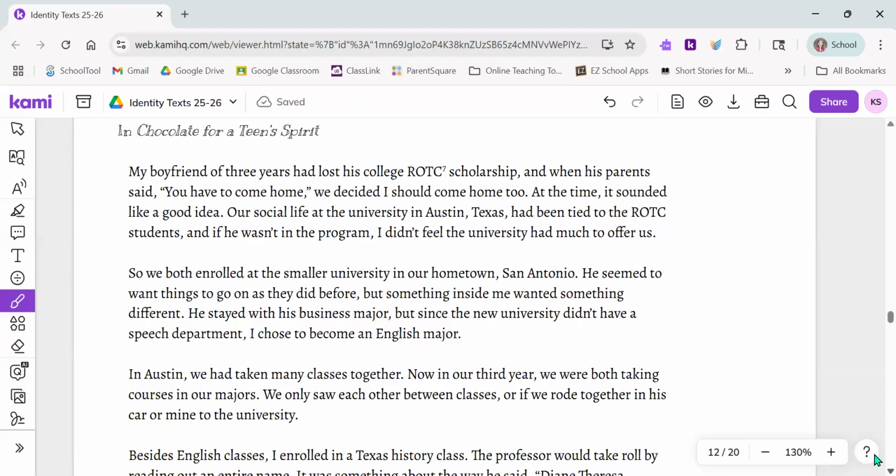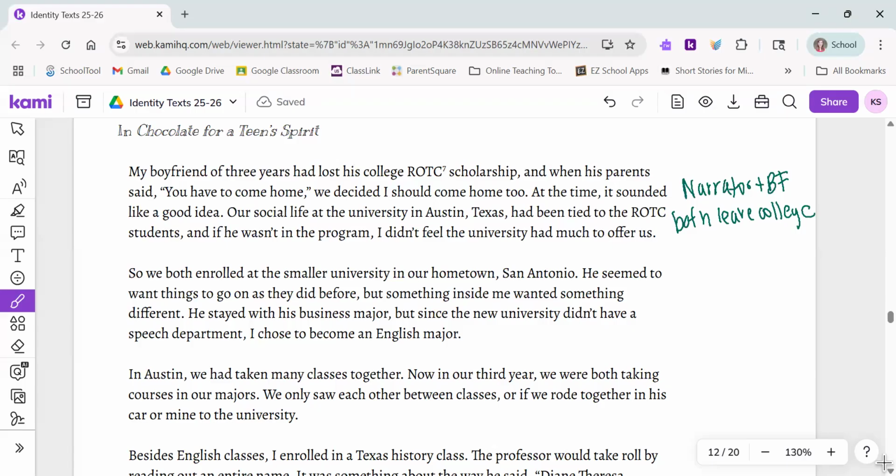So this was all about how the narrator and the boyfriend both leave college. And this is the maximum amount of words we really want to use, 5.